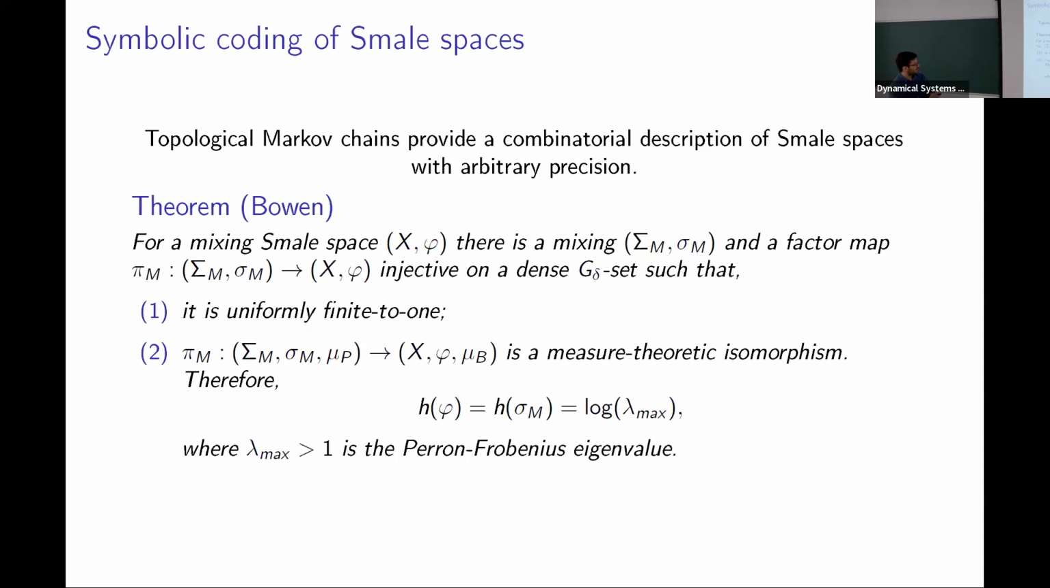And the map at the measure theoretic level is an isomorphism. And then, whenever you equip both spaces with the Bowen measure, in this Smale space the Bowen measure is what I showed you before. If you equip the subshift, which is a special case of the Smale space, with the Bowen measure, then this is the Parry measure. So the Bowen measure generalizes the Parry measure.